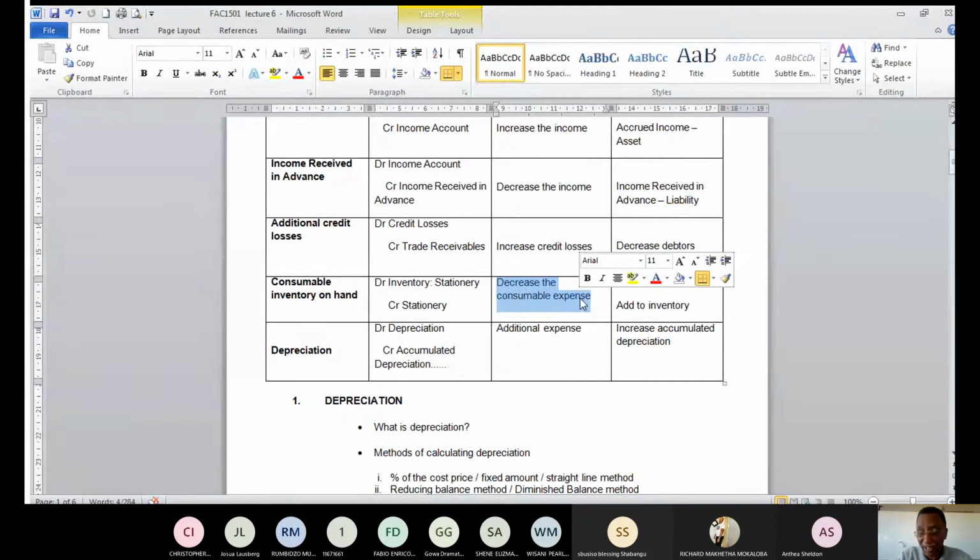And in your statement of financial position, the first line item under your current assets is inventory. And the inventory will then be equal to the closing inventory of merchandise plus your inventory of stationery or inventory of packing material.